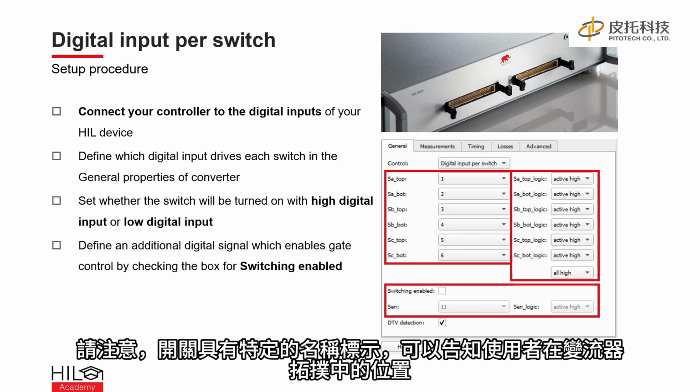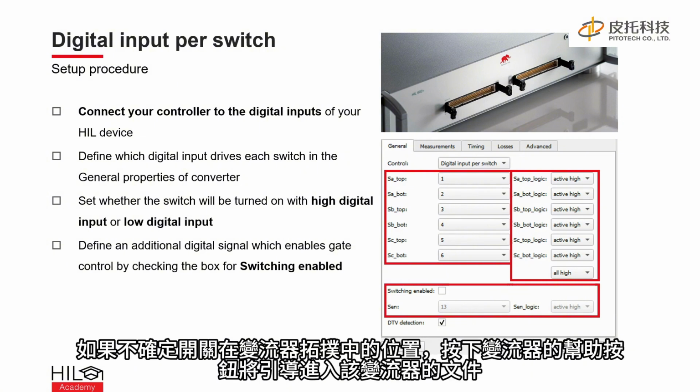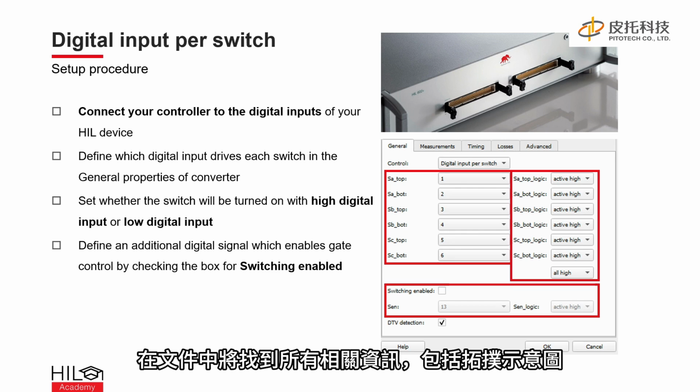Notice that switches have specific name designations, which can inform you of their position in the converter topology. If you are unsure about the position of a switch in a converter topology, pressing the Help button for the converter will lead you to that converter's documentation. There you will find all relevant information, including the topology schematic.